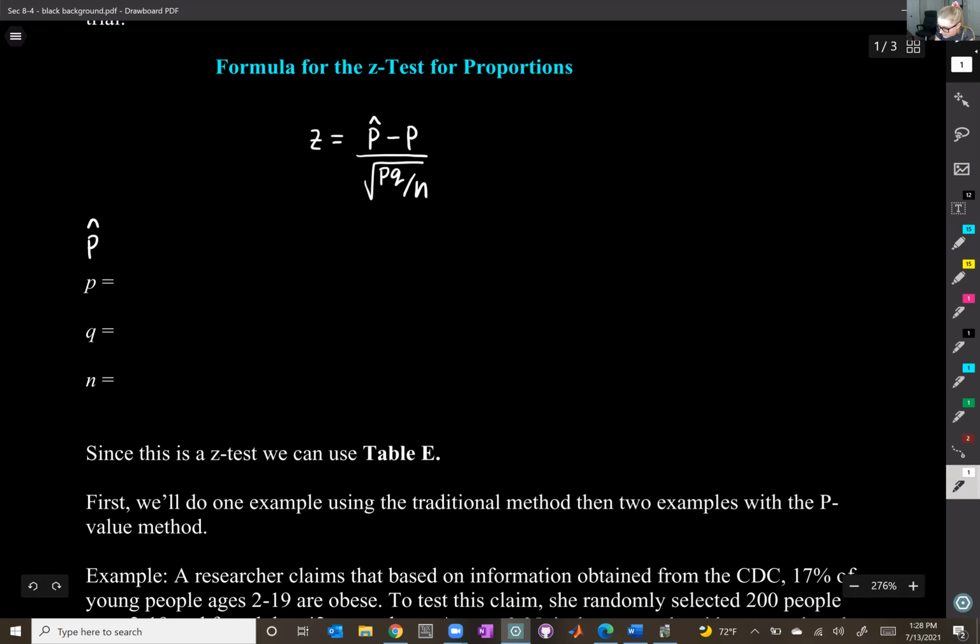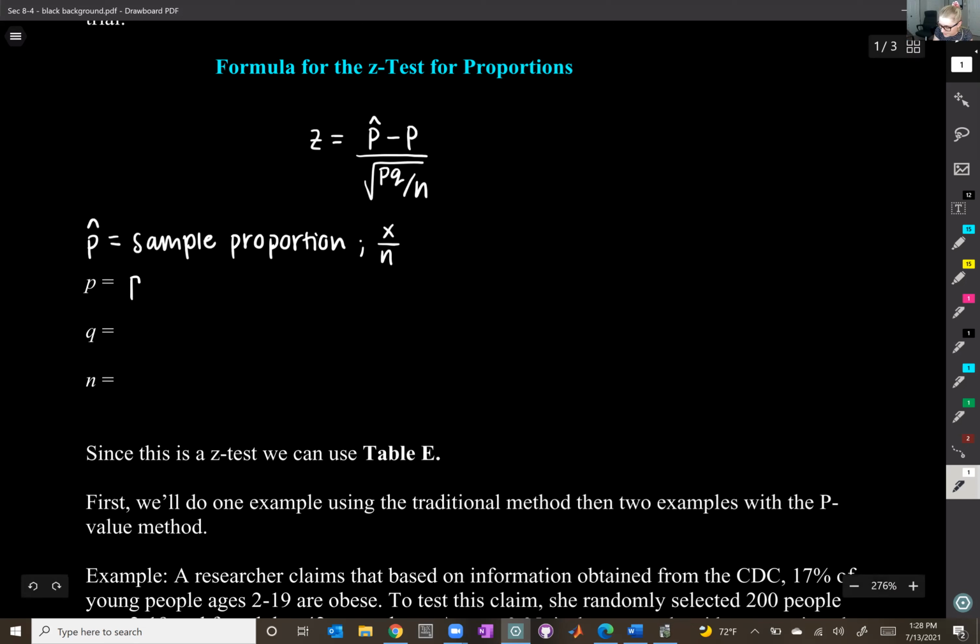So p hat is going to be your sample proportion, and this is calculated as x over n. So if you're trying to find the proportion of people who, I don't know, like chocolate ice cream as opposed to vanilla, you would take the number of people that like chocolate ice cream over the total number of people in the sample, and that would be your sample proportion. So that's what x over n means. But sometimes you're just given the proportion as a percentage, and so you don't have to do that.